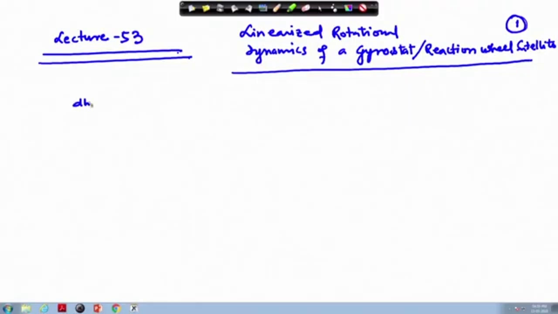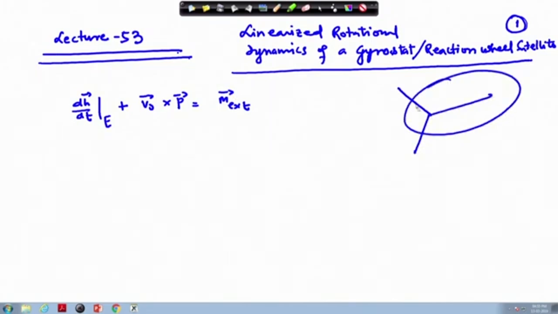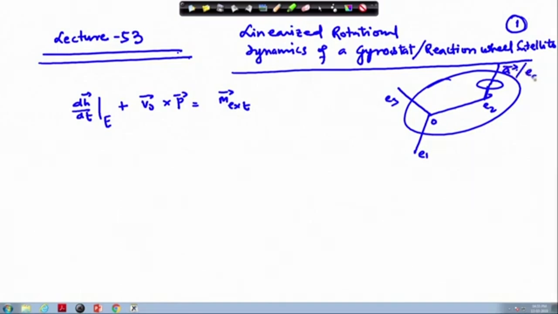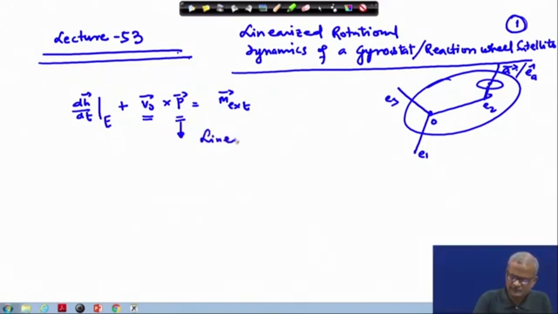Last time we worked this out. We had the body with point O and axes E1, E2, E3, and a gyrostat whose axis is here, with a unit vector written in this format. Here V0 is the velocity of this point, and P is the linear momentum of the whole system.